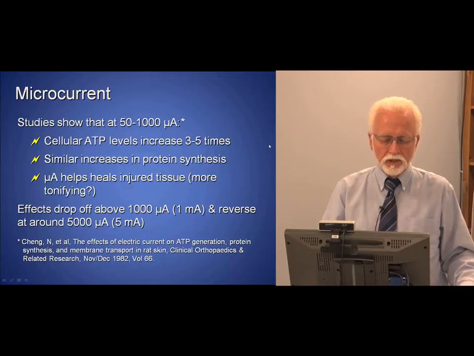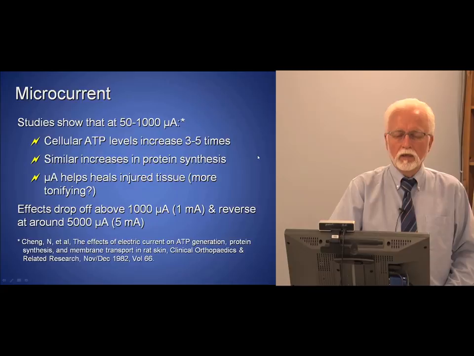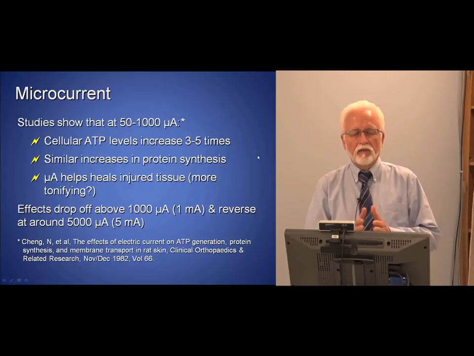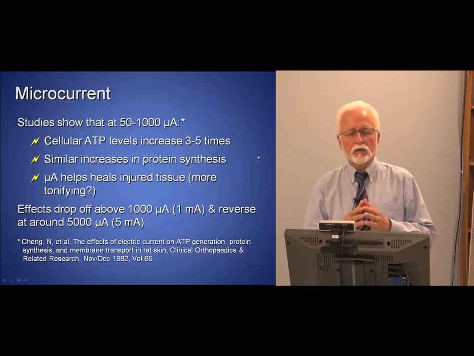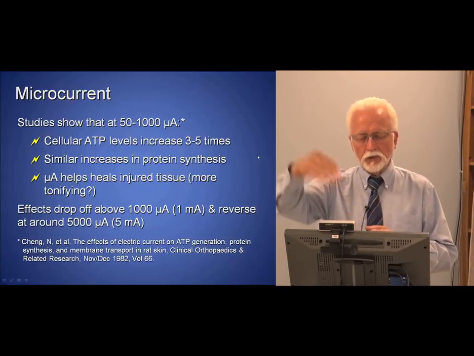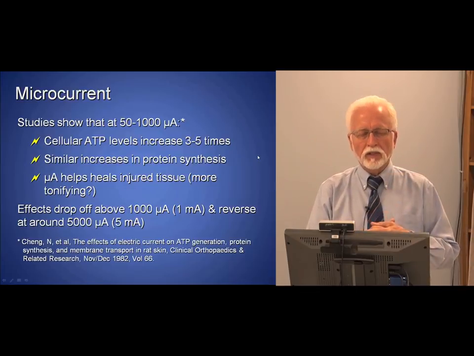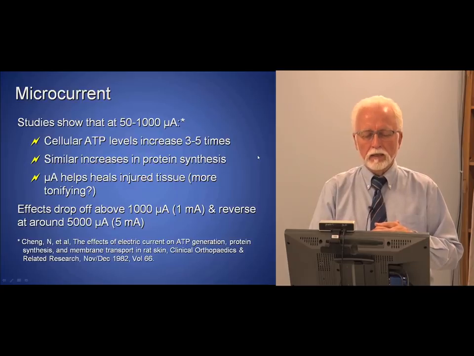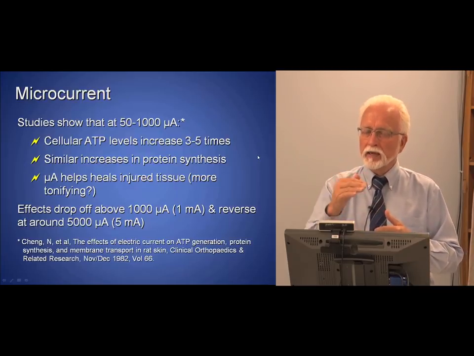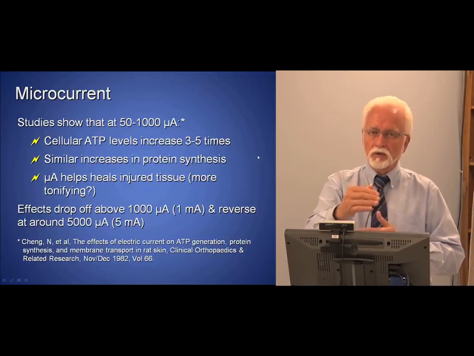And here I'm citing the research on the ATP effects of microcurrent. What was found by Cheng in his paper was that this effect of increasing cellular ATP and protein synthesis drops off as you increase the current. It starts to drop off around 1,000 microamps, and then around 5,000 microamps, or 5 milliamps, it disappears and reverses itself, and it starts to actually go the other way.